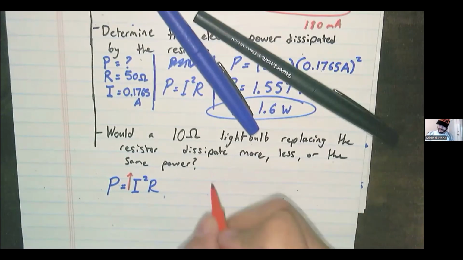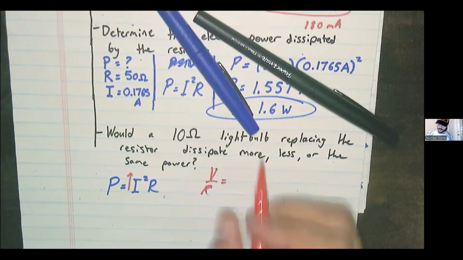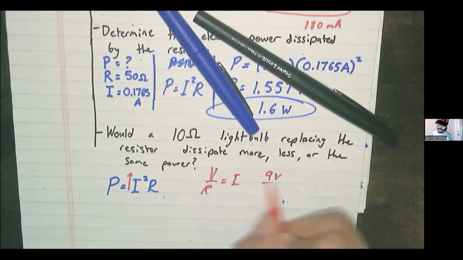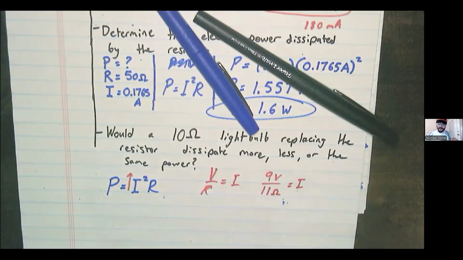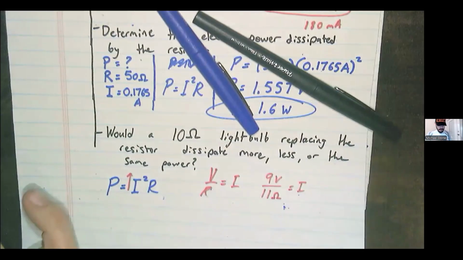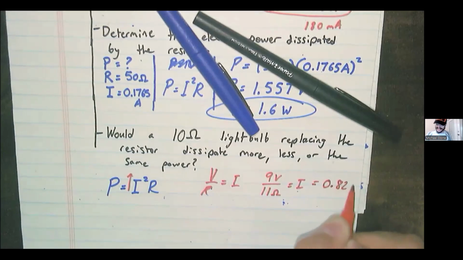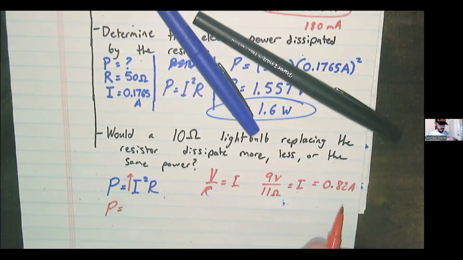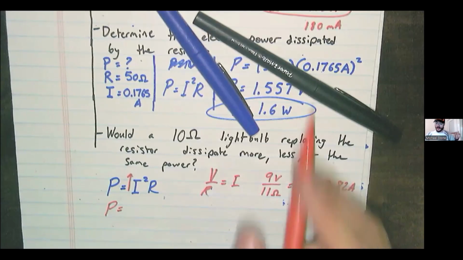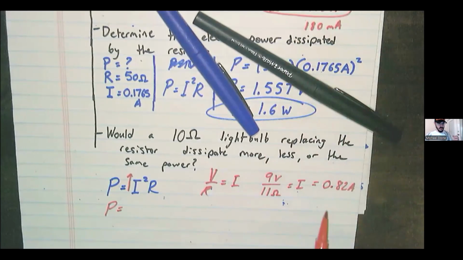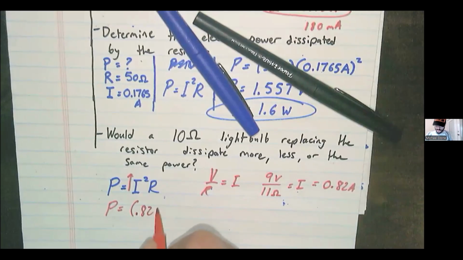Well, let's try. Going back to Ohm's law, voltage divided by resistance is current. 9 volts divided by 11 total ohms to figure out the current through the circuit. 9 per 11 gives us a current of 0.82 amperes. All right, so the current went way up from 180 milliamps to 820 milliamps. That's a massive jump.